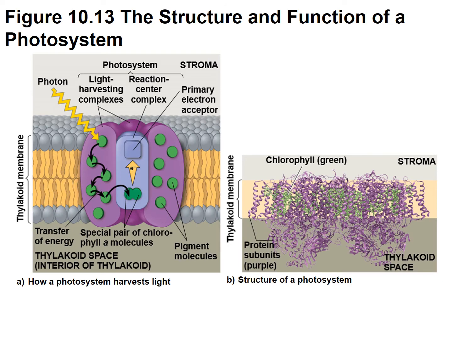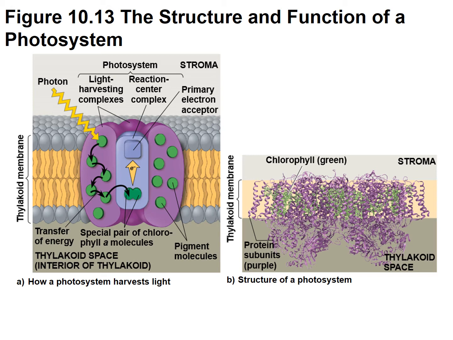Figure 10.13 shows the structure and function of a photosystem. Purple shows the light harvesting complexes, and the blue shows the reaction center complex. A photon of light hits one of the pigment molecules.